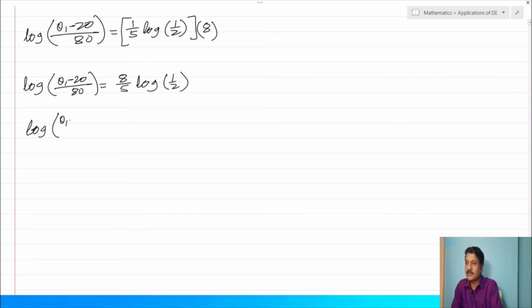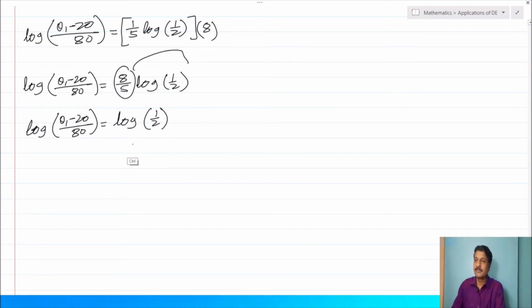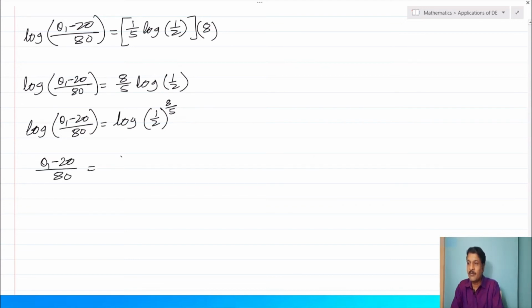So log of theta 1 minus 20 by 80 is equal to log of 1 by 2, and I can write the 8 by 5 as a power by the property of logarithm. Power is 8 by 5. Now taking the anti-log of both sides, the log gets cancelled. Theta 1 minus 20 upon 80 is equal to 1 by 2 raised to 8 by 5. Now we want the value of theta 1. So theta 1 minus 20 is 1 by 2 raised to 8 by 5 into 80.